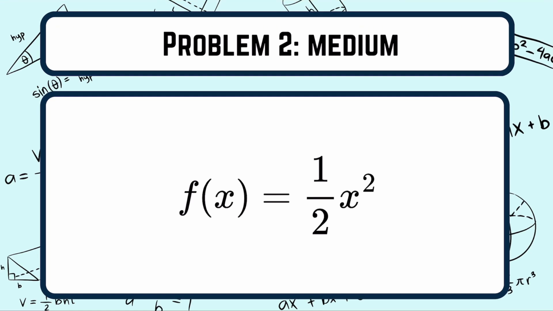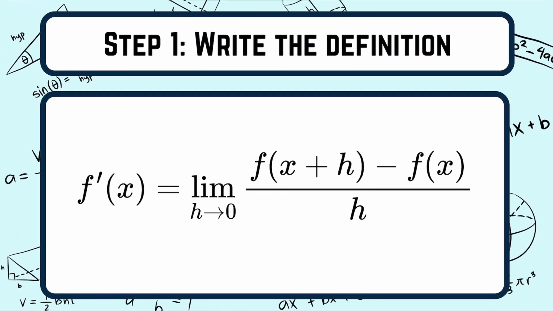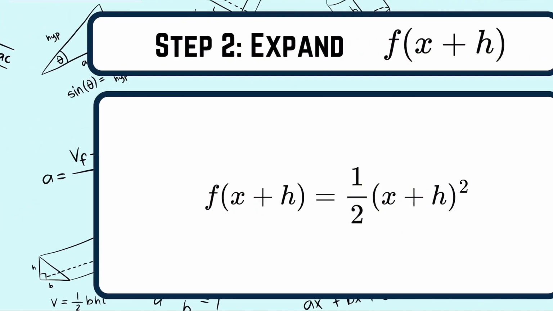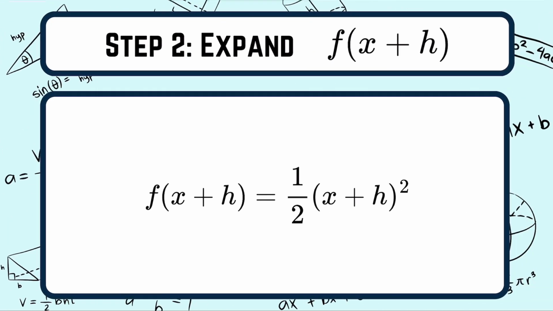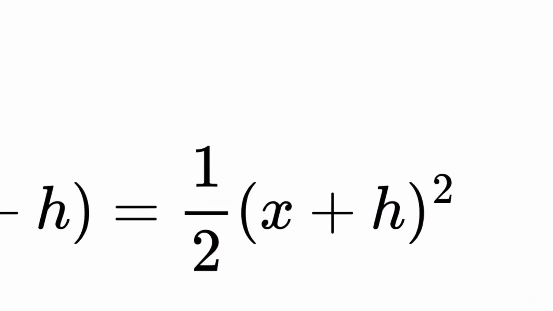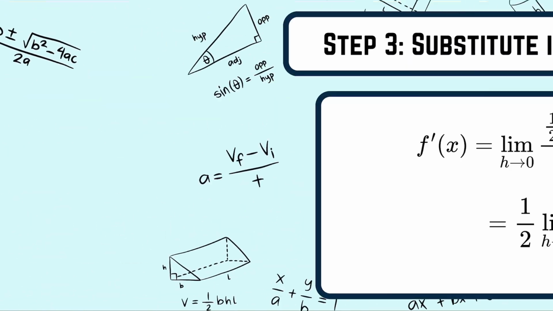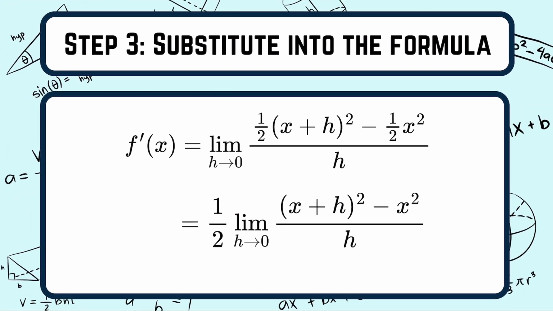Therefore, our second problem, we have f of x is equal to 1 over 2 times x squared. So the first step is to write the definition, again just like the last question. And since we need f of x plus h, we also have to expand f of x plus h. So we replace x with x plus h, and we get this product. And then we substitute into the formula, we get this.